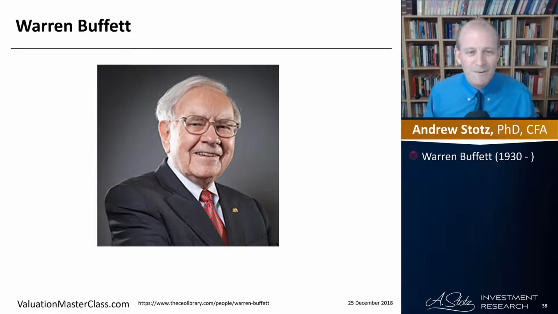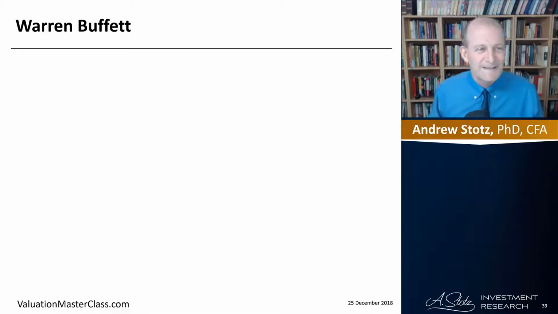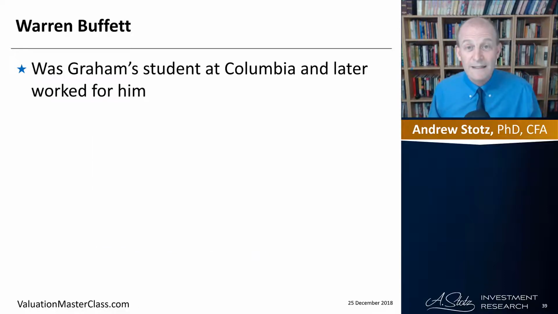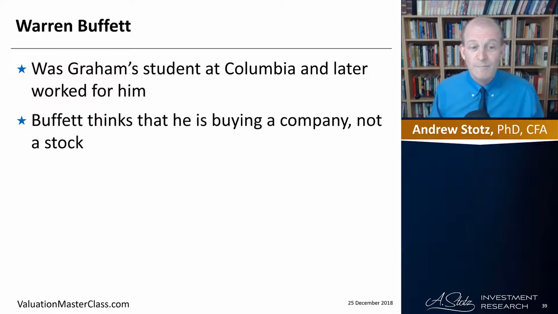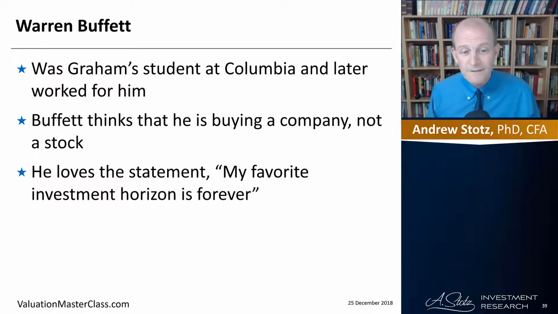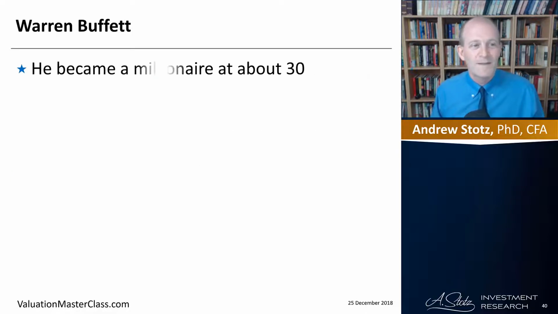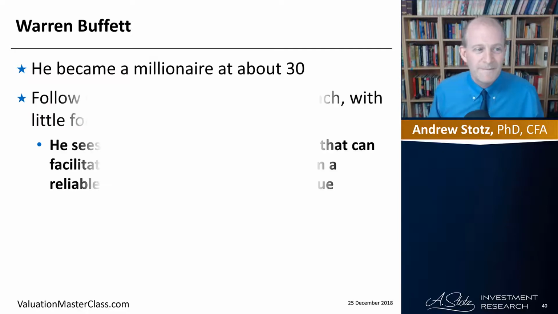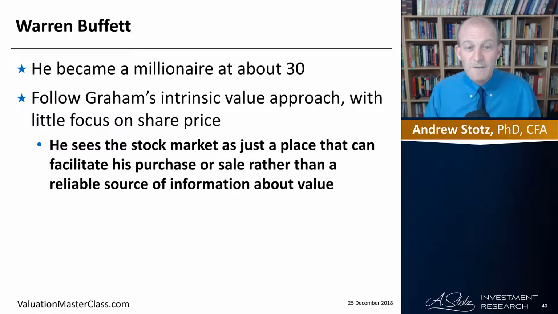All right, time to talk about Warren Buffett, born in 1930, just during the Great Depression. He was Graham's student at Columbia and later worked for him. Buffett thinks that he is buying a company, not a stock. He loves the statement, "My favorite investment horizon is forever." He became a millionaire at about 30. He follows Graham's intrinsic value approach with little focus on share price. He doesn't really look at that.